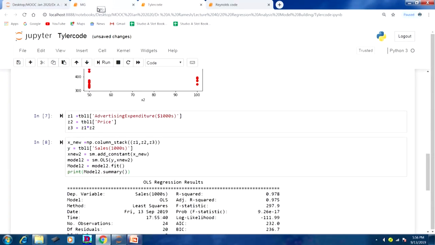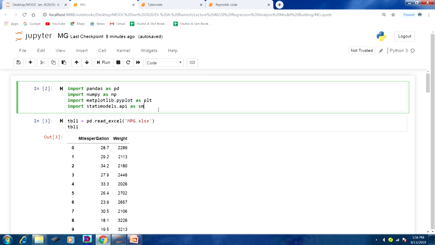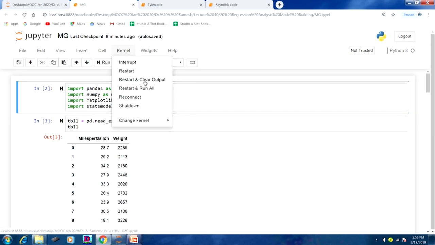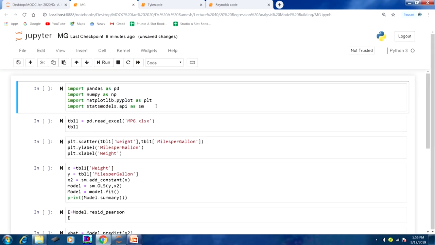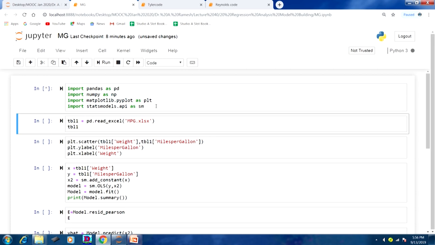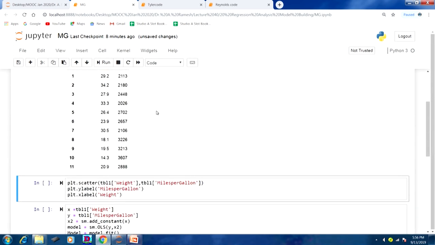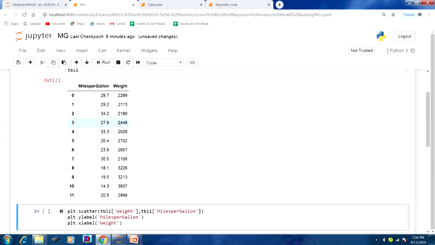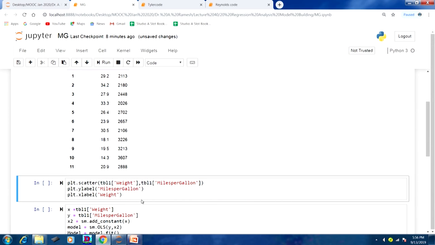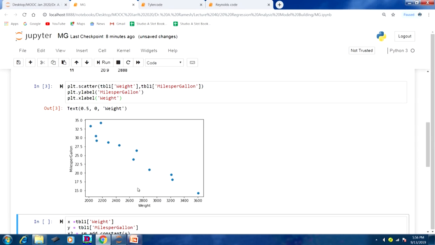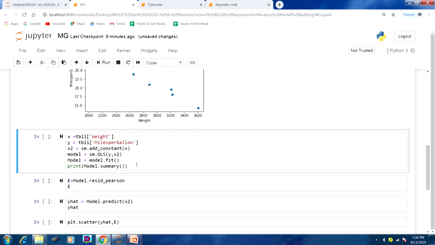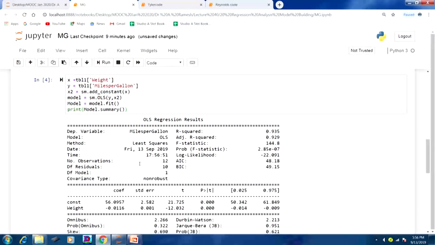Now, in our class, I have explained one more problem, that is how to do the transformation of our dependent variable. I have imported the necessary libraries, our data file is this one. Here the weight is the independent variable, and the miles per gallon is the dependent variable. When you do the scatter plot between these two, there seems to be a negative relationship. When you do a simple linear regression by taking x as weight, the independent variable, and y as miles per gallon, we get this.